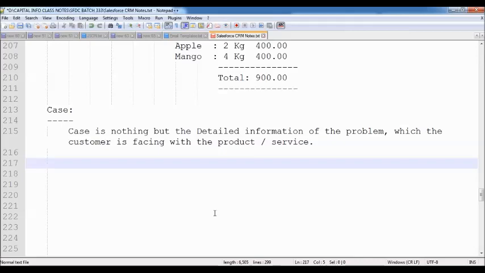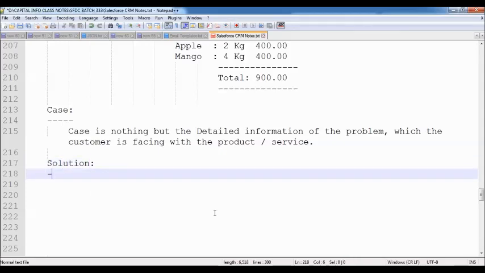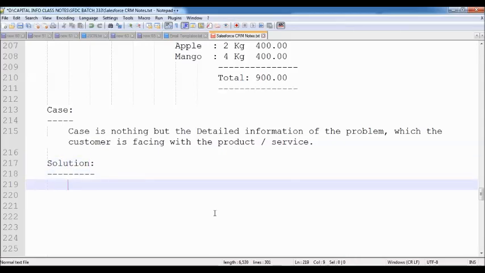Now, as an organization, what do we need to do here? We need to provide the solution. As an organization, it is my responsibility to provide the solution for that problem. So we need to resolve the customer problem by giving the proper services. We have to always give very quality services to our customers.